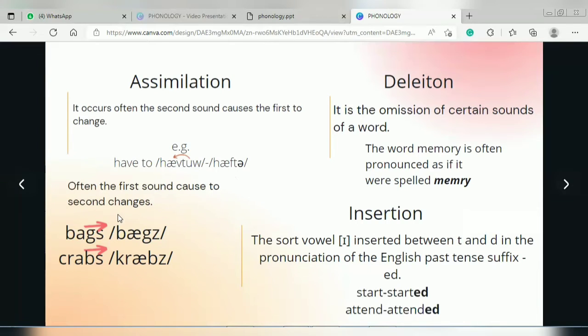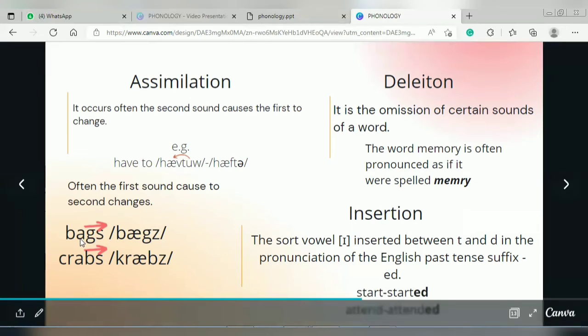Okay. On another hand, we often have the first sound cause the second to change. For example, we have bags. The g sound changes the sound to z sound, and the other, we have the b sound change the sound as well to z sound. Bags, crabs. Okay.